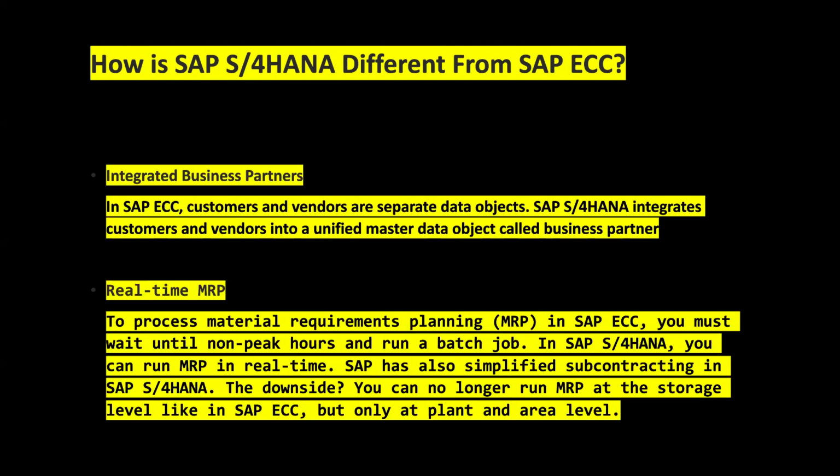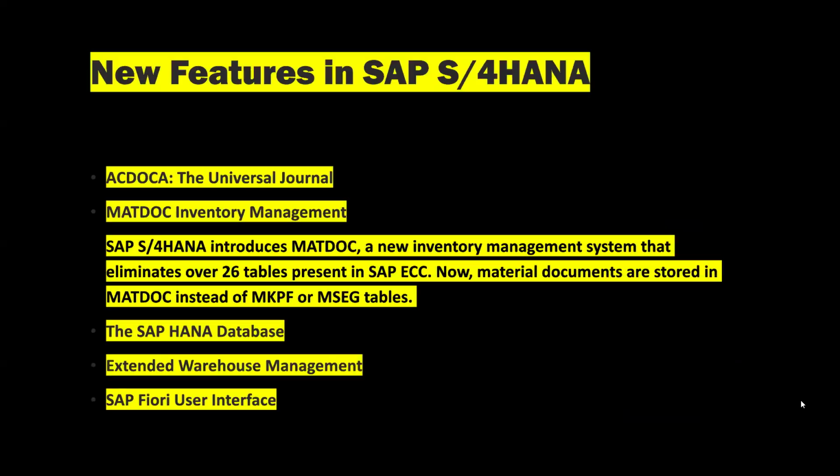The next here is the real-time MRP. So to process material requirement planning in SAP ECC, you must wait until non-peak hours and run a batch job. In SAP S4 HANA, you can run MRP in real time. SAP has also simplified subcontracting in SAP S4 HANA. Now, the downside is you can no longer run MRP at the storage level like in SAP ECC, but only at the plant and area level.